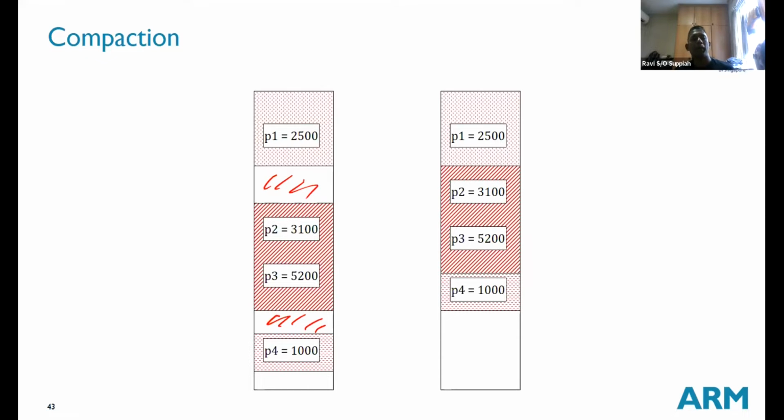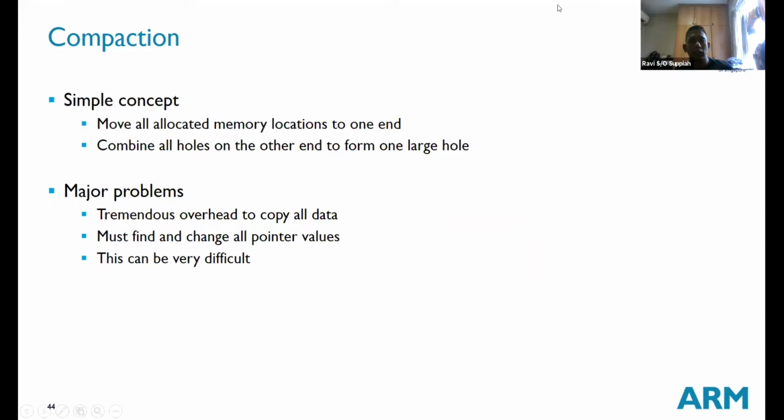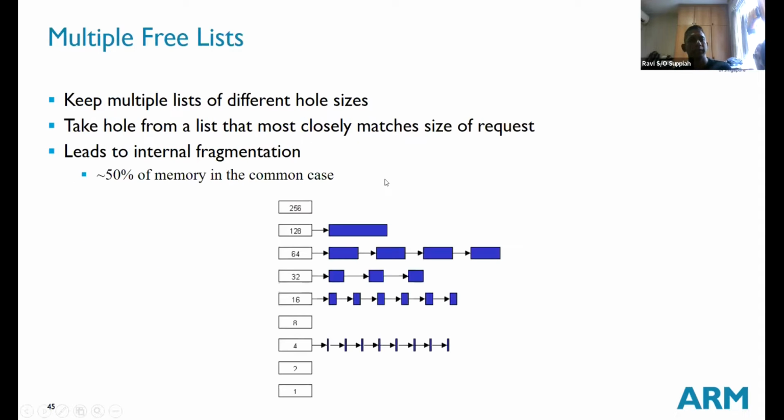But of course, it is not so trivial because I need to do a lot of copying and pasting of data, and I need to change all my pointers and so on. So it does add a significant amount of overhead, because you need to move a whole lot of chunks of data from one place to another place. Conceptually, it is easy, but actually doing it is a lot of overhead for the processor. So how do we manage this?